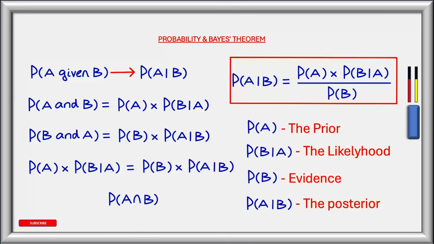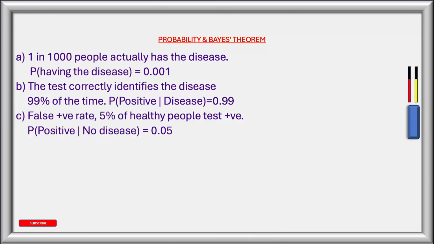So let's put Bayes' theorem to use with some examples. Let's go back to our opening question where we asked, what's the probability of having a disease given that we tested positive for it? And set some real numbers. Let's say 1 in 1,000 people actually have the disease. So the probability of having the disease is 0.001. And the test correctly identifies the disease 99% of the time.